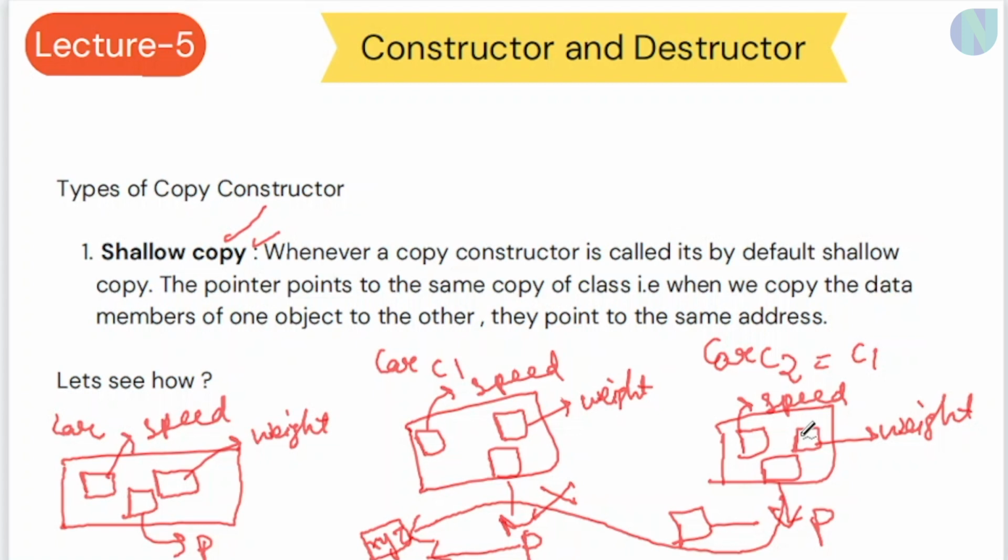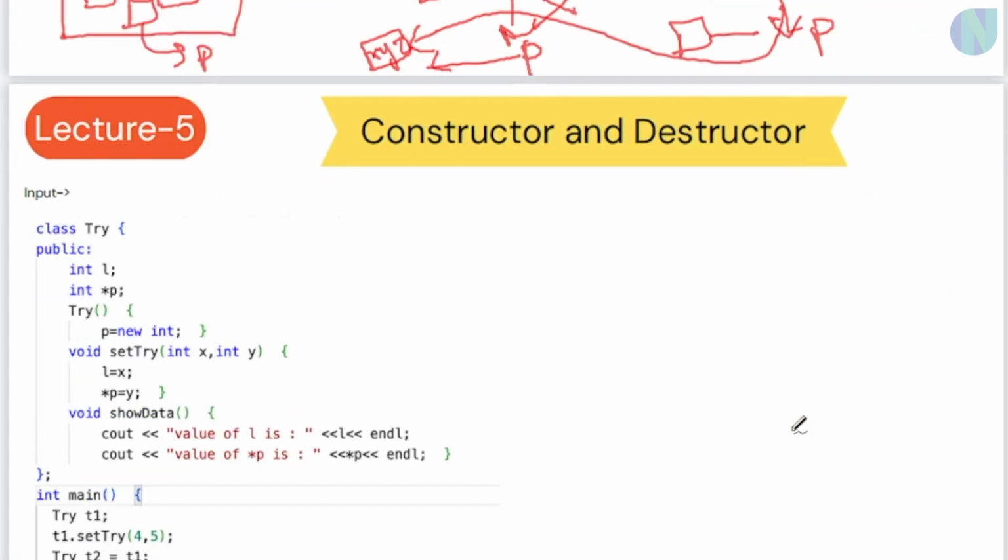Therefore we need to code the copy constructor manually so that this particular thing doesn't happen, and that particular copy is called deep copy. So firstly have a look at the example which I have given in this slide, and then we will have a look at deep copy.